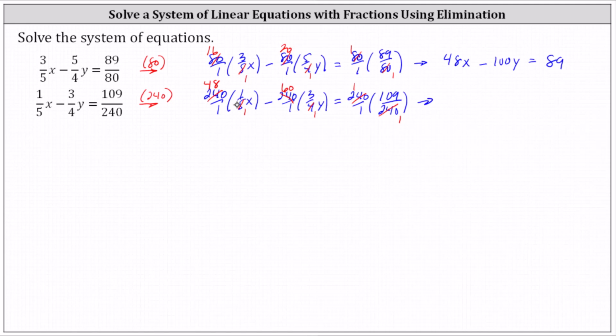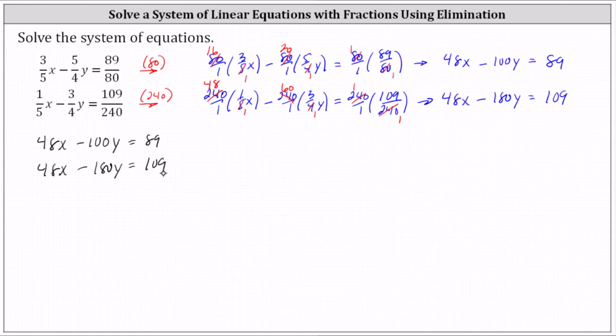We have 48 times 1x, or 48x, minus 60 times 3y, which is minus 180y, equals on the right 1 times 109 is 109. Now we have an equivalent system of equations without fractions, which we will solve using the method of elimination or addition.